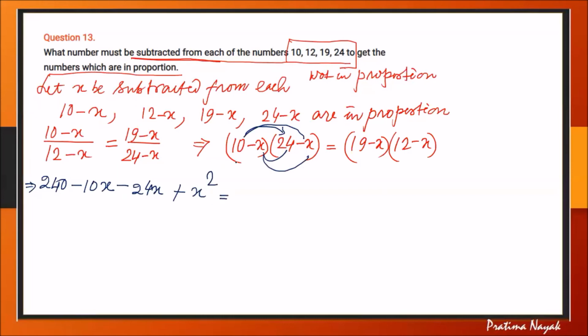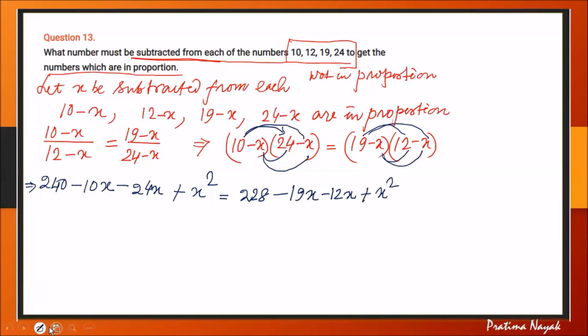Coming to the right side. Or you can do it in rough, you can multiply as you have learnt. You can put the values. Next is 19 into 12. 19 2 times 38, carry 3. 19 1 19, plus 3 is 22. Then 19 into x, minus 19x. Minus x into 12, minus 12x. Minus x into minus x, it will be plus x square.